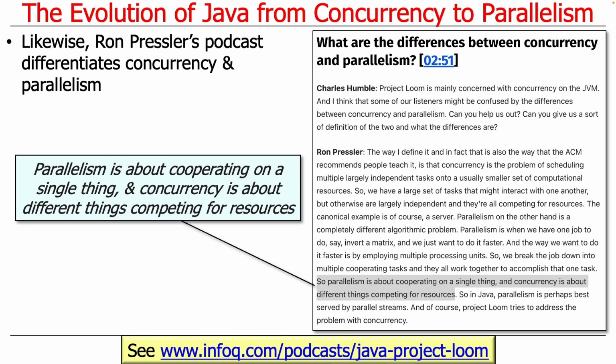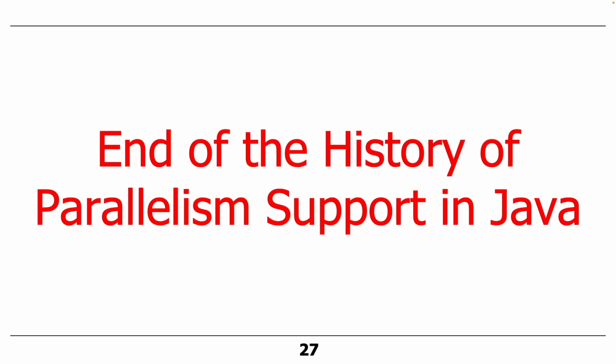And he talks about how parallelism is about cooperating on a single thing and concurrency is about different things competing for resources. So those are three different ways of thinking about concurrency and parallelism. So that's the end of the discussion of the history of parallelism support in Java.